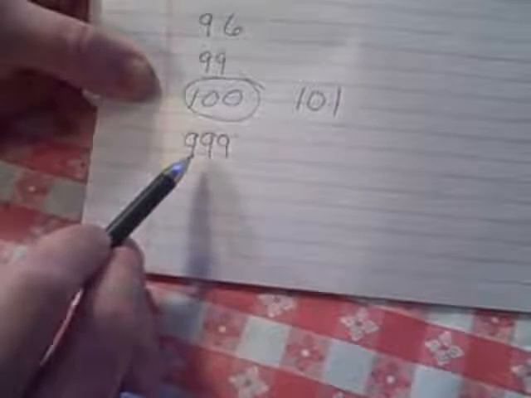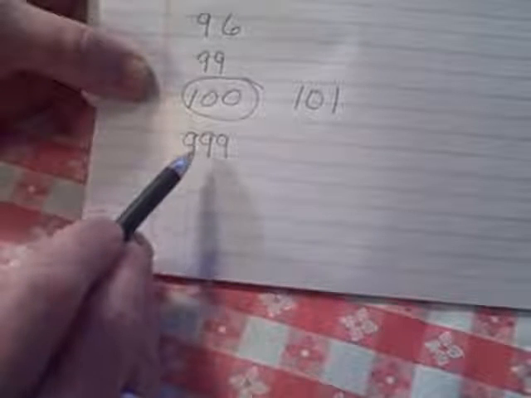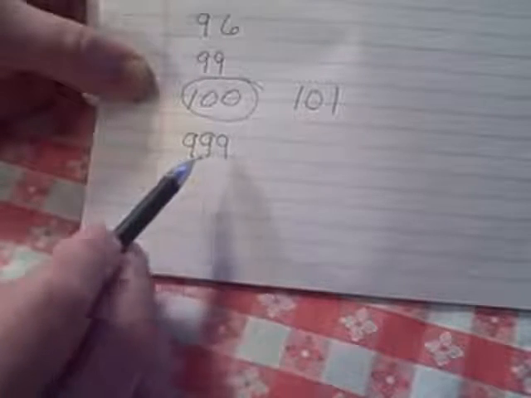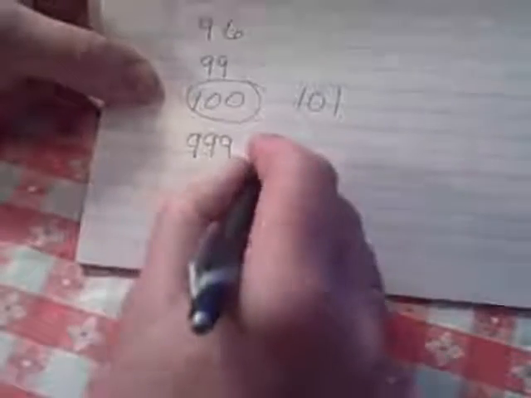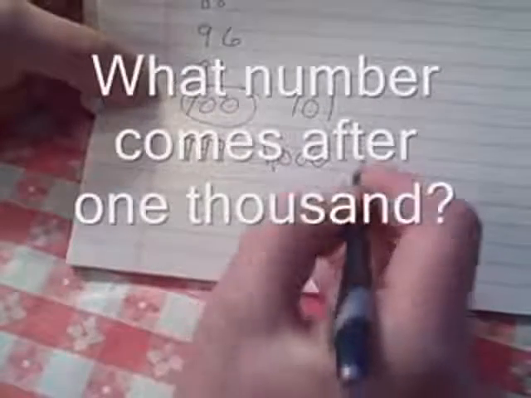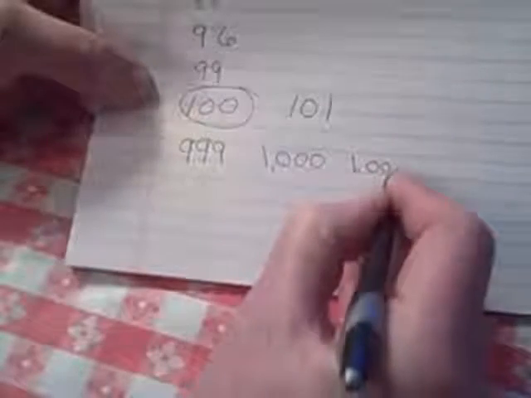What is this number? This number is 999. What comes after 999? 1,000. What comes after 1,000? What number comes after 1,000? 1,001, 1,002, 1,003. What comes after 1,199? Well, 1,200. Okay?